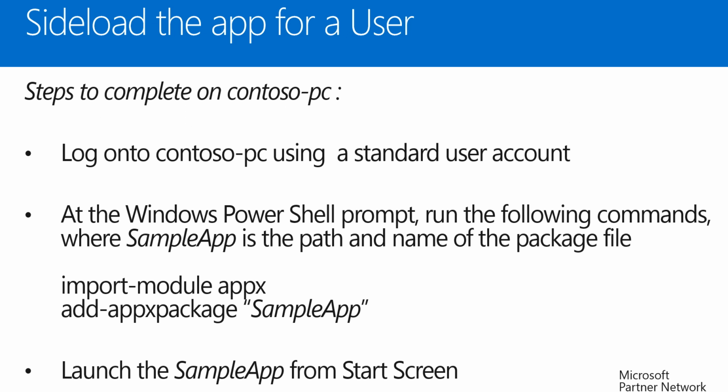And finally, to sideload the app for a single user, log into the Contoso PC machine using the user account. At the Windows PowerShell prompt, run the Import-Module command with the address of this package, and finally launch the application from the start screen.